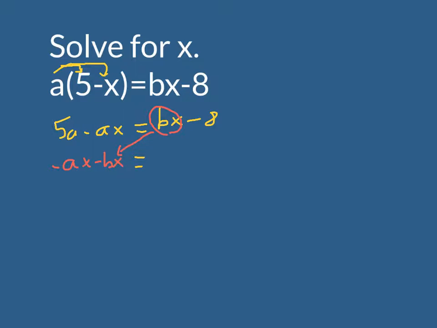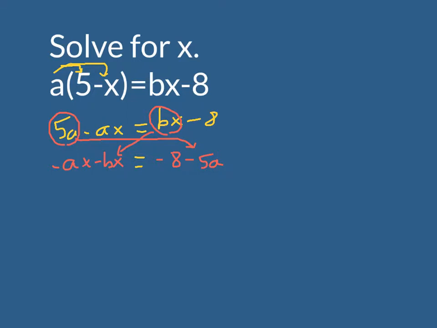Over here, I have a negative 8. I'm going to move 5a to the other side using the magic bridge, and when I do, it changes from a positive 5a to a negative 5a.